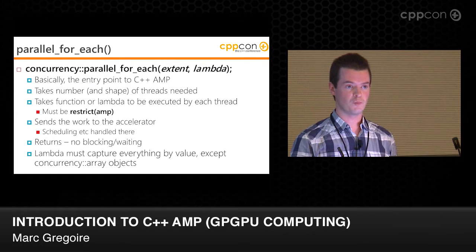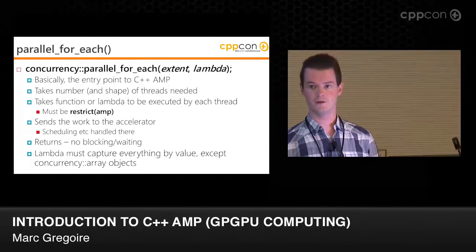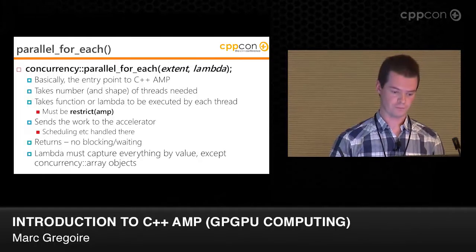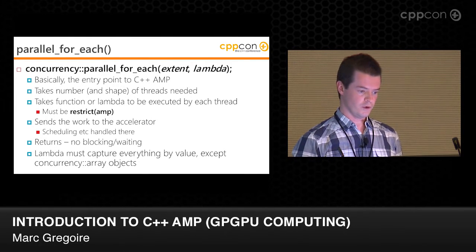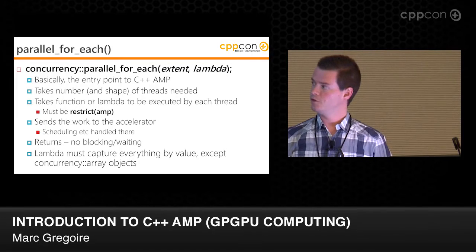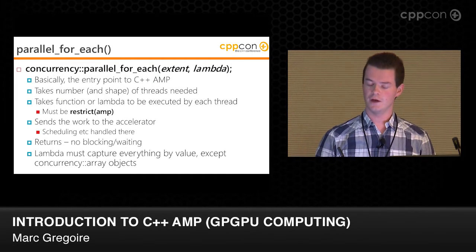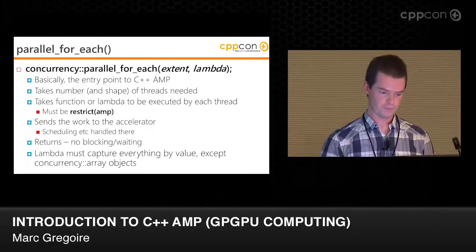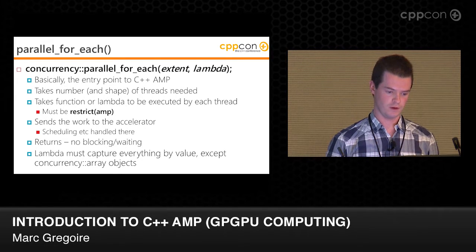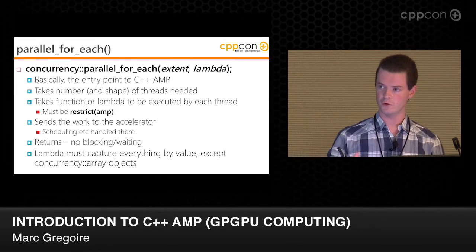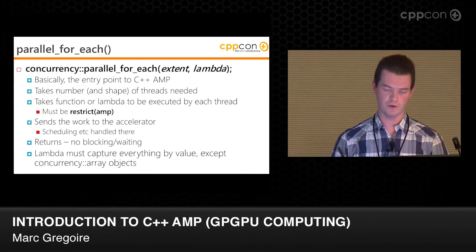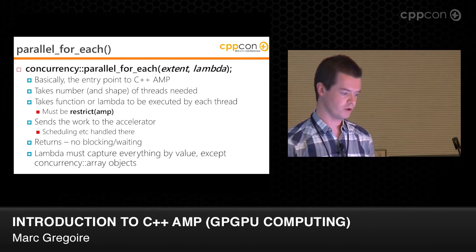And that means that the compiler will verify that you're not doing anything inside your lambda that will not work on a GPU. When this line executes, it will send the work to the accelerator. It will immediately return, so it's not blocking. And so the rest of your code following your parallel_for_each will run in parallel while your GPU, or all your accelerators, are doing the work.